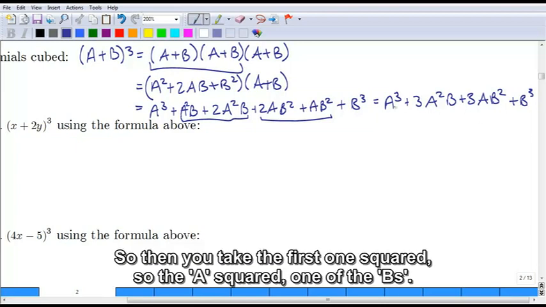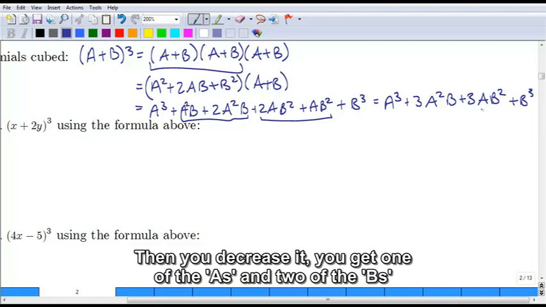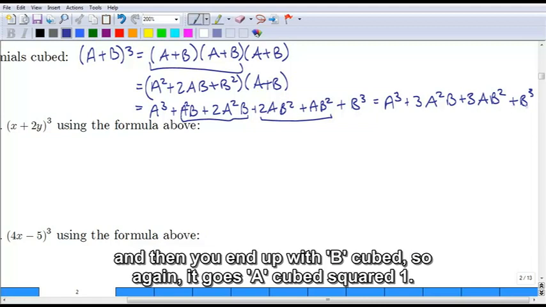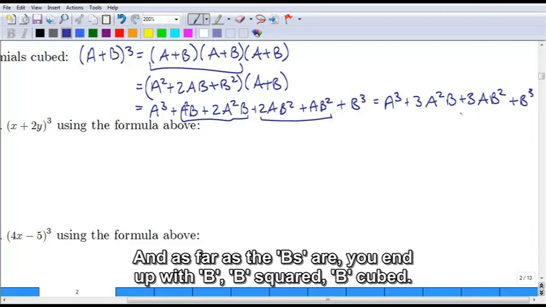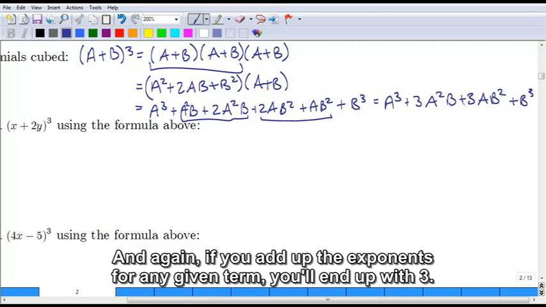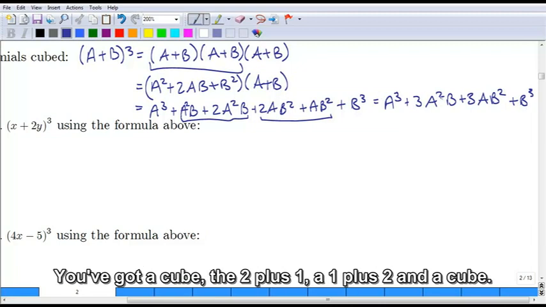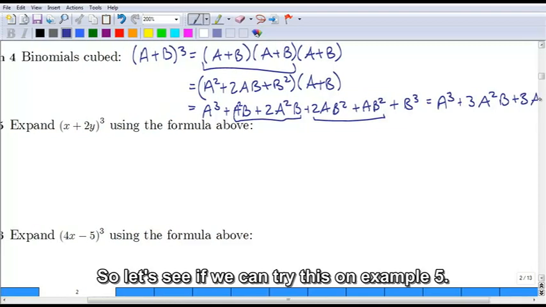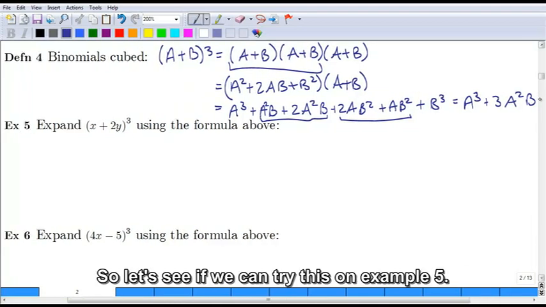So then you take the first one squared, so the a squared, 1 of the b's, then you decrease it, you get 1 of the a's and 2 of the b's, and then you end up with b cubed. So again, the a's go cubed, squared, 1, and as far as the b's are concerned, you end up with b, b squared, b cubed. And again, if you add up the exponents for any given term, you end up with 3. You've got a cubed, a 2 plus 1, a 1 plus 2, and b cubed. So let's see if we can try this on example 5.